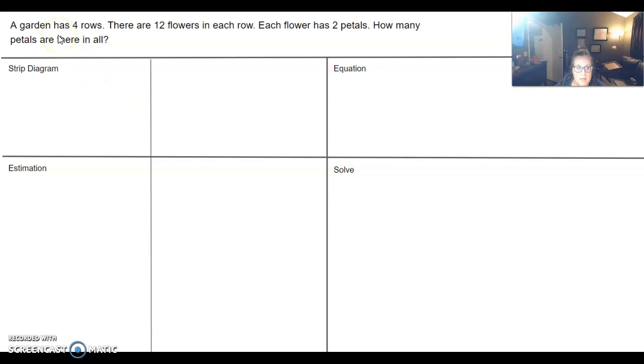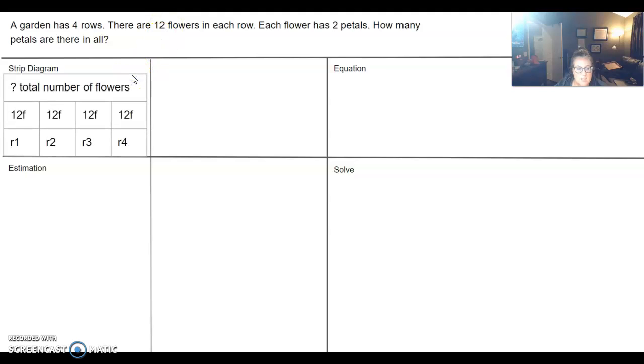The first strip diagram is going to be a garden with 4 rows and 12 flowers in each row. So my strip diagram is going to look something like this. I have row 1, 2, 3, and 4. There are 12 flowers in each row. I'm trying to figure out how many flowers there are all together. So if I wanted to write my equation, I could say there are 4 groups of 12, or 4 times 12 equals the total number of flowers.